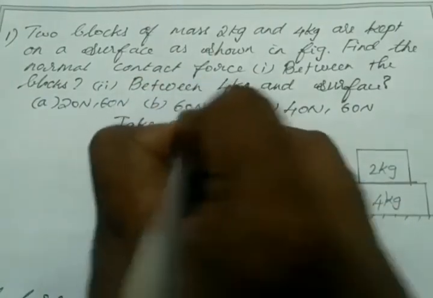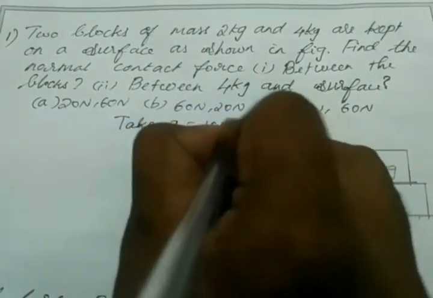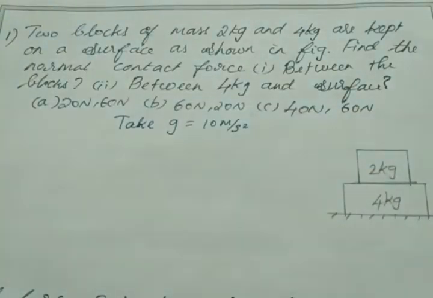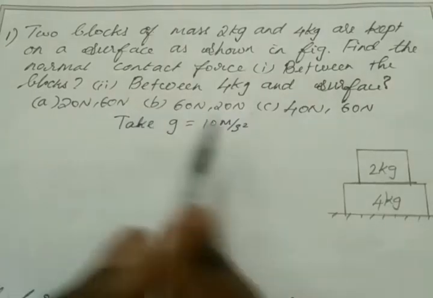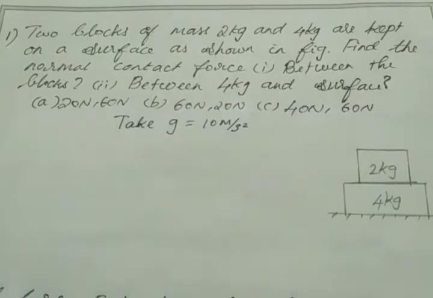Take the value of g equal to 10 meter per second square. Conventionally it is 9.8 meter per second square, but here the given options are obtained by taking the value of g as 10 meter per second square. Okay, so we start to solve this problem.